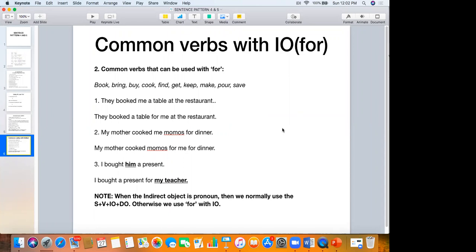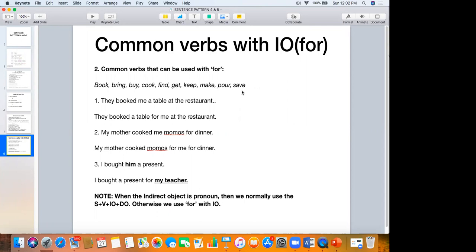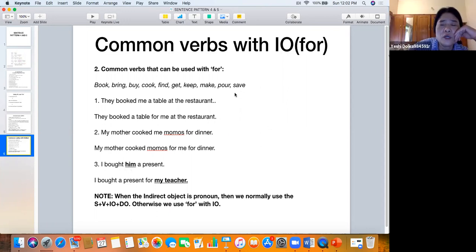He saved the children money. He saved money for the children. You must have two objects, all right? I want to see two objects.